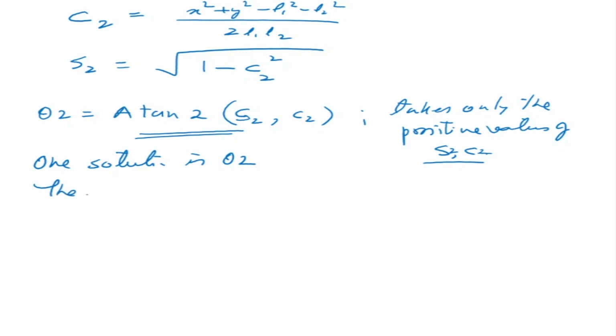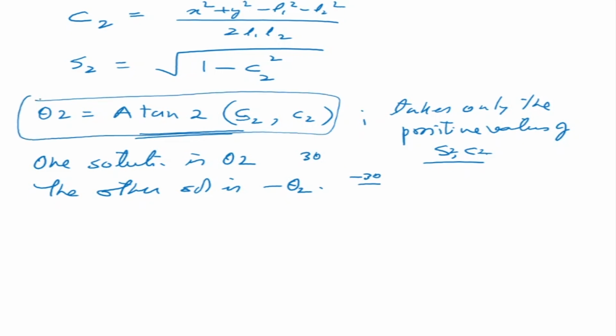What is the other solution? It's minus theta 2. For example, if this is 30 degrees, this will simply become minus 30 degrees. But we have to use the function atan2, not tan inverse, otherwise this problem is there. You might end up with one being positive and the other being negative, and they are not in pairs. We have found theta 2, the solution theta 2.